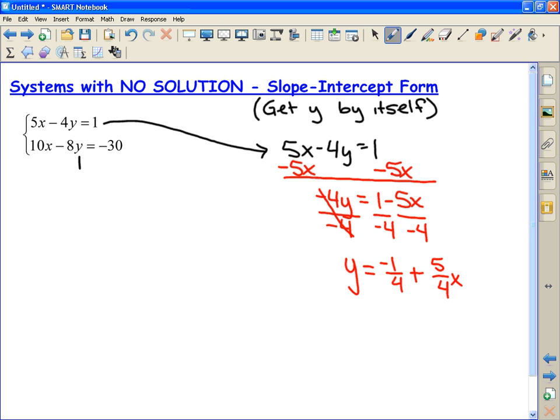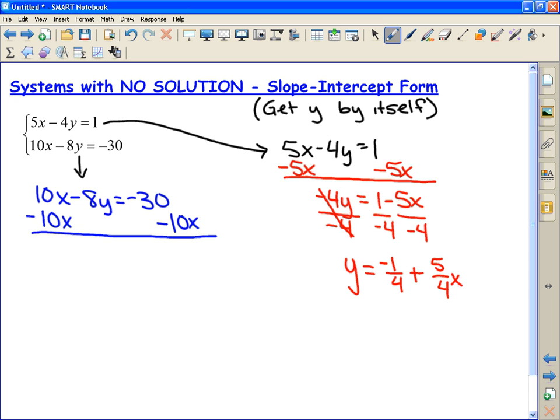Now I need to take that bottom equation, and I need to write that one by itself. So let's see. I started off with 10x minus 8y equals negative 30. I need to move that x again over to the other side. So since the 10x is positive, I need to subtract it to the other side.